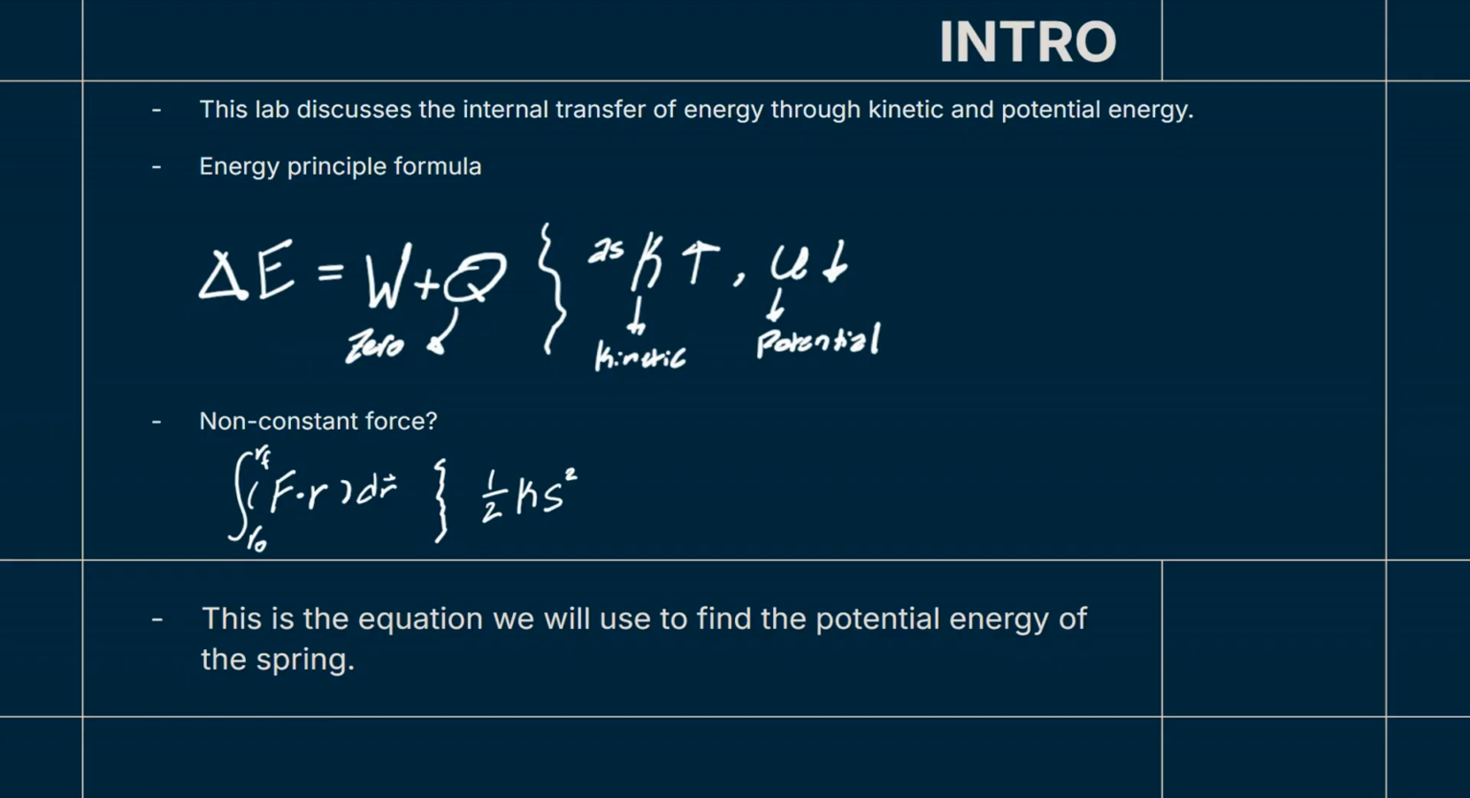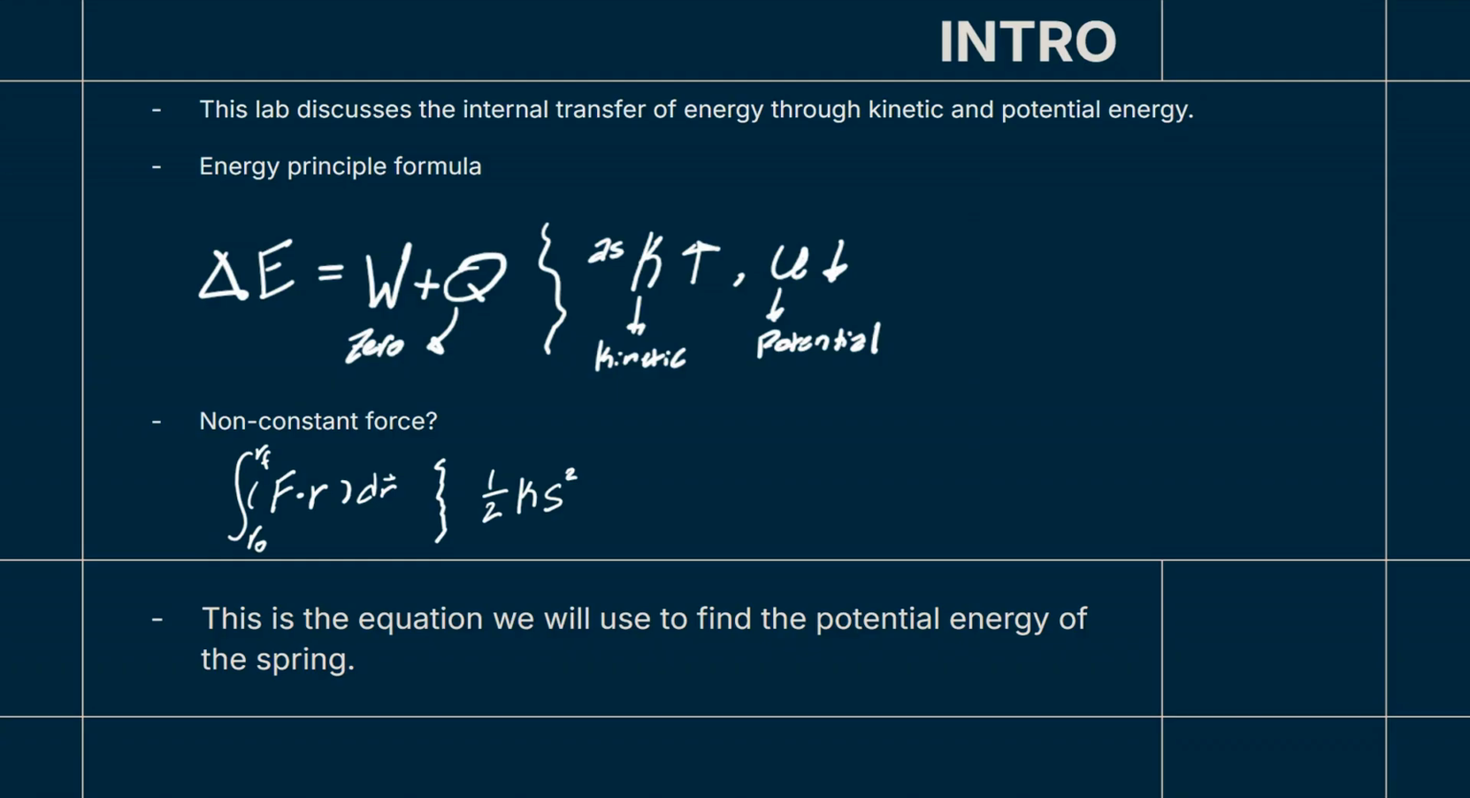Now, this lab will be discussing the internal transfer of energy through both kinetic and potential energy, for which we have to know the energy principle formula. This is given as E final minus E initial, or delta E, equal to the work done plus Q, which is the thermal. Now, Q will be 0 since there is no change in the thermal being recorded. And we also have to realize that delta E is equal to K plus U, where K, kinetic energy, increases and U, potential energy, decreases proportionally, which we will find out later.